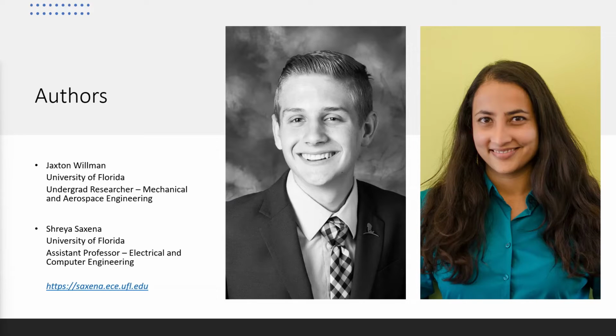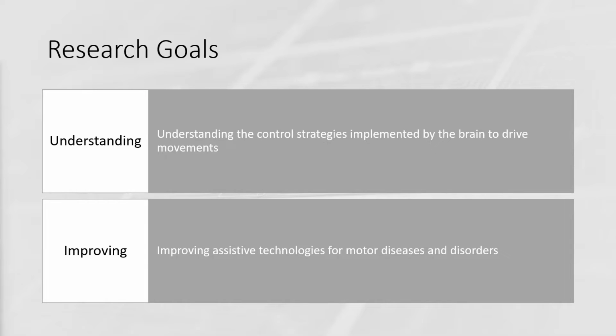This can help us understand how to fix things when they break down, in the case of motor diseases and disorders. We have two important goals for our work. The first is to understand the control strategies implemented by the brain to drive movements, and our second goal is to improve assistive technologies for motor diseases and disorders, including neurodegenerative diseases that affect movements. To this extent, we are developing a brain-inspired closed-loop controller for an anatomically and physiologically accurate arm model.